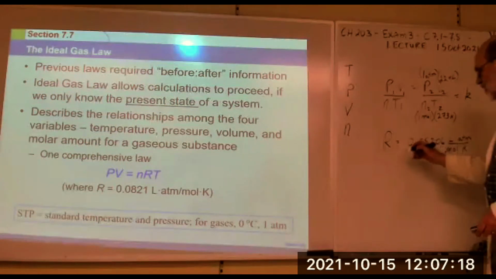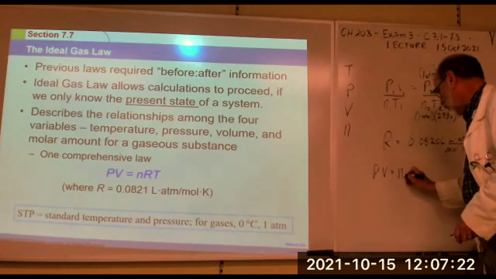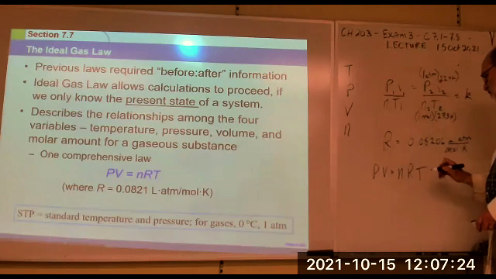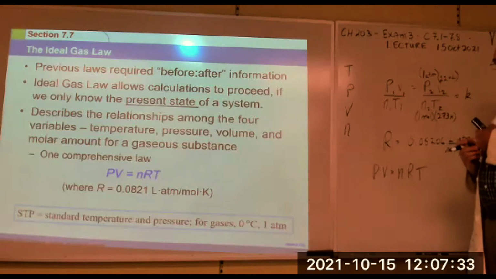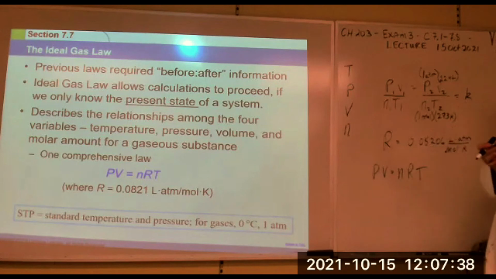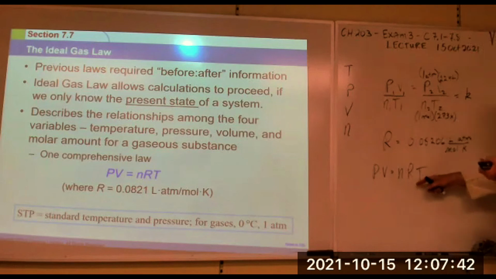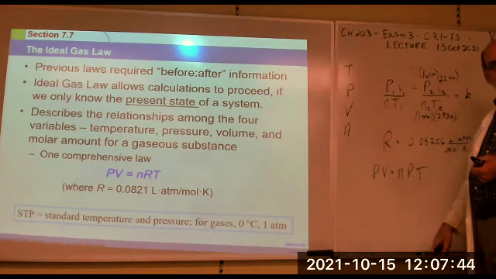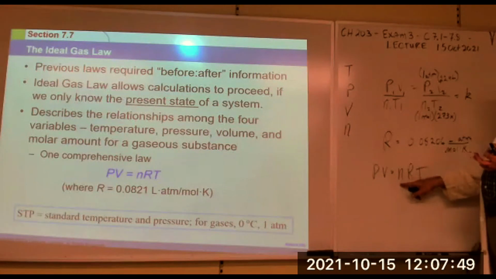Most often you'll see this equation written as P times V equals moles times the gas constant times temperature. PV equals nRT. So if a situation is described in terms that are not before and after, in other words, it only gives you one temperature, one volume, one pressure, then you can solve for moles.